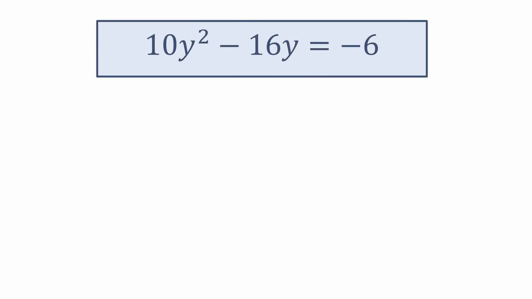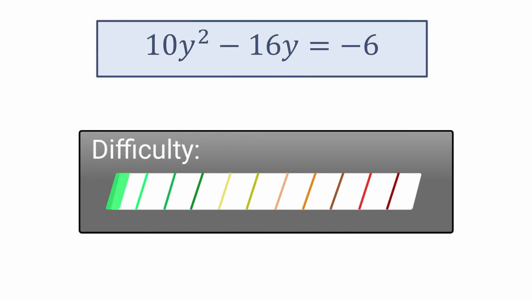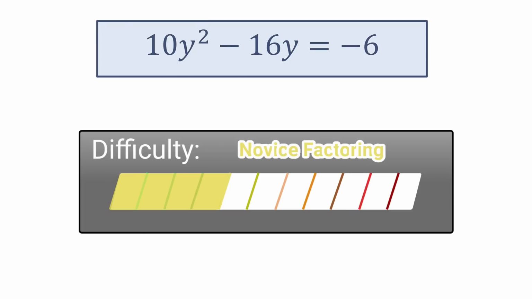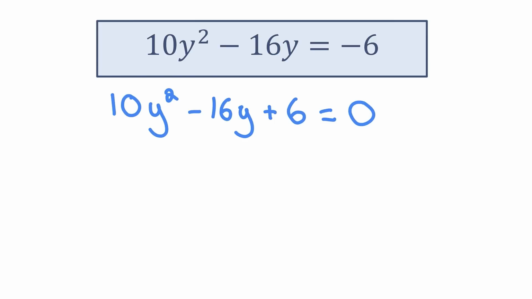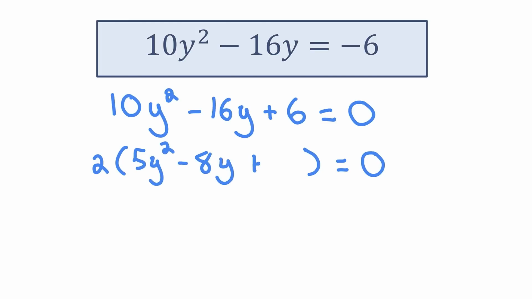Here's equation number 4. Once again, this is a quadratic equation, so I'll start by setting it equal to 0. Now I'm going to want to get this into factored form if possible. I'll start by taking out a common factor of 2. When I divide all 3 terms by 2, I get 5y squared minus 8y plus 3.